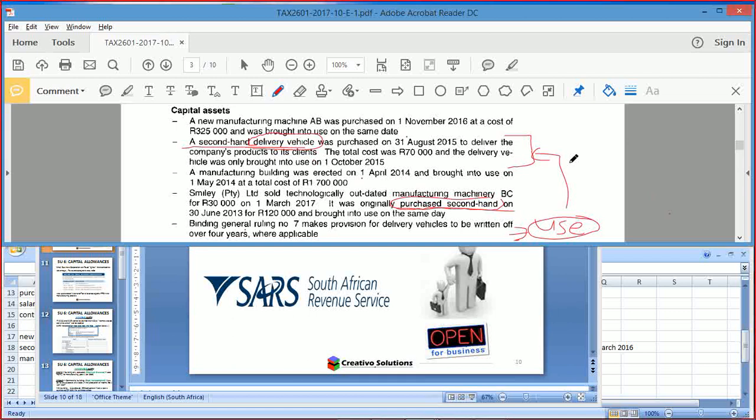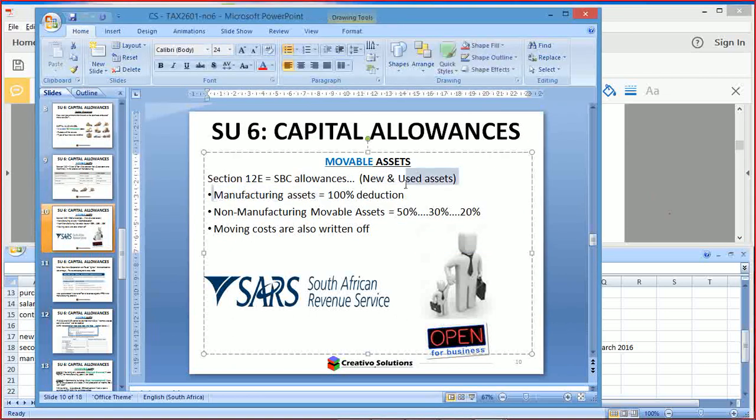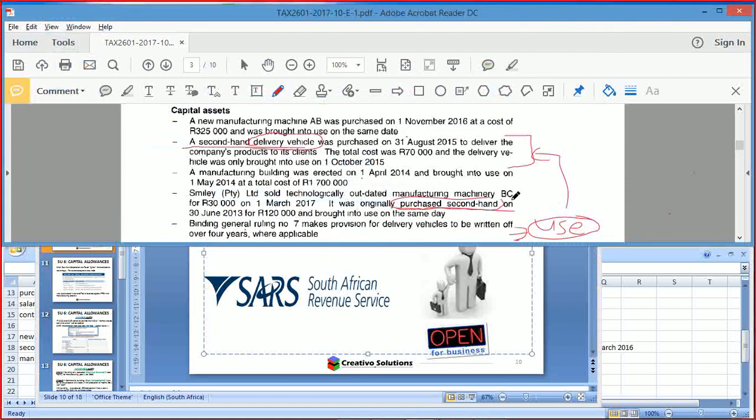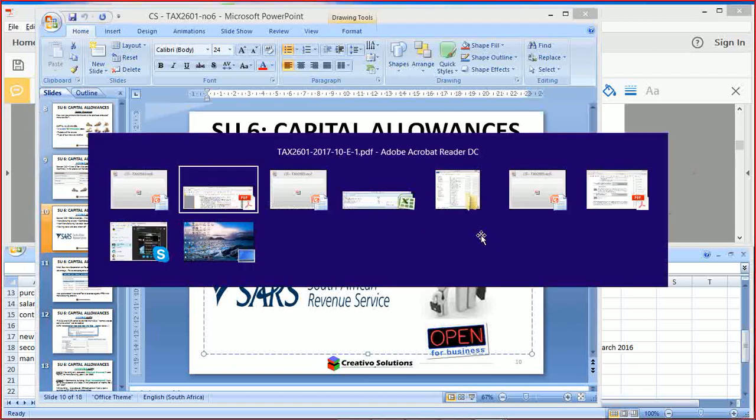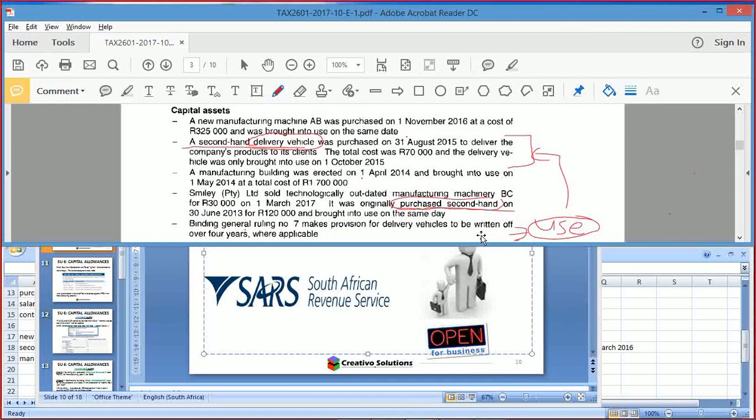So in 2015, would the SBC apply? In 2015, yes, sir. Was this manufacturing? It is a non-manufacturing asset, so then it's the other one. Okay, which we did do, right? Yes, sir. Okay, so what did we show? 50, 30, 20, right? Yes, sir, we did. Okay, and that's going to be taken off for the asset that you bought in terms of the delivery vehicle.